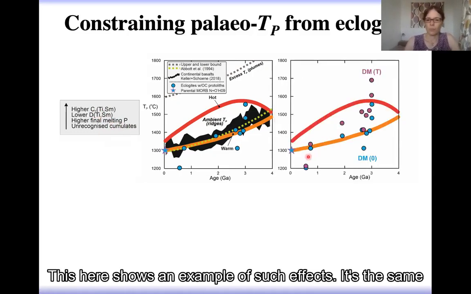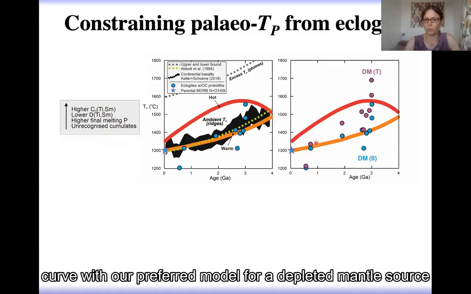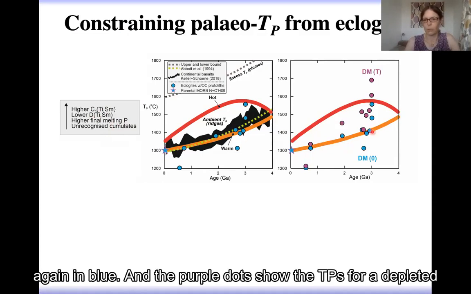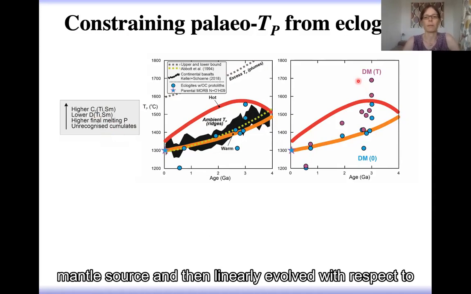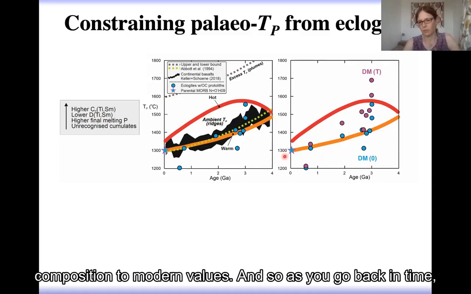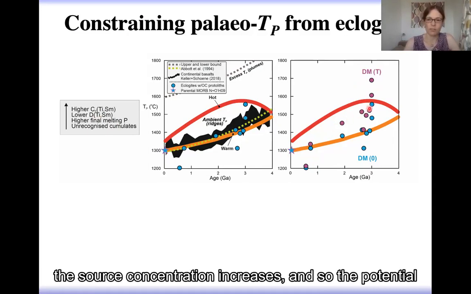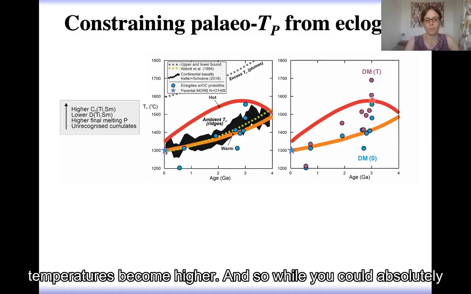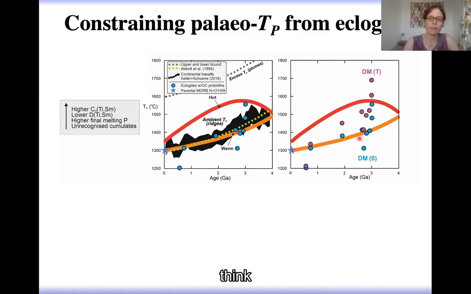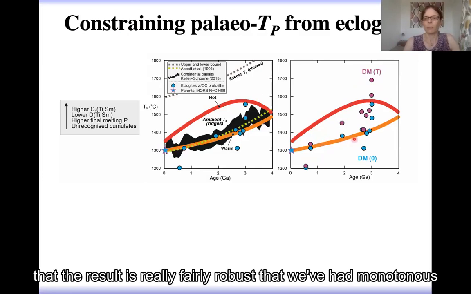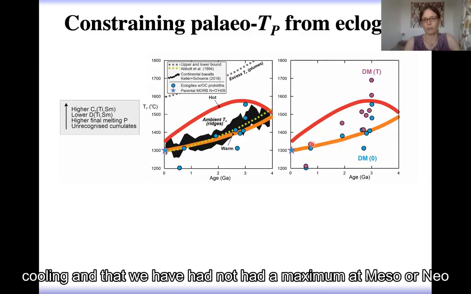This here shows an example of such effects. It's the same curve with our preferred model for a depleted mantle source, again in blue. And the purple dots show the TPs for a depleted mantle that formed 3.5 billion years ago from a primitive mantle source and then linearly evolved with respect to composition to modern values. And so as you go back in time, the source concentration increases, and so the potential temperatures become higher. While you could absolutely argue with the input and the modeling and the parameters, I think that the result is really fairly robust, that we've had monotonous cooling and that we have not had a maximum at Meso or Neo-Archean time.